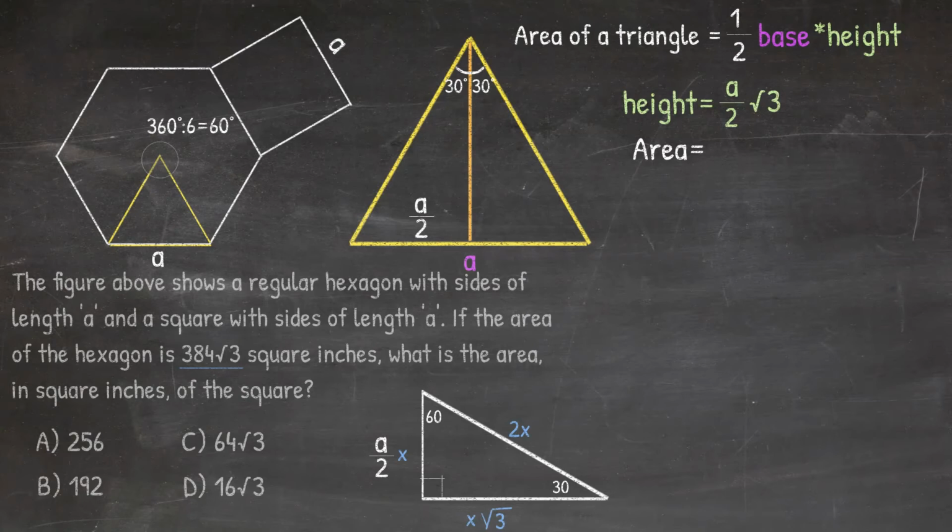So our area of the triangle equals 1/2 times a over 2 times square root of 3. And a over 2 times square root of 3 represents height, a represents base, and 1/2 is part of the formula for area. What we also know is that all of this should equal 1/6 of the area of the hexagon. And we're given the area of the hexagon at 384 times square root of 3. So let's divide that by 6.